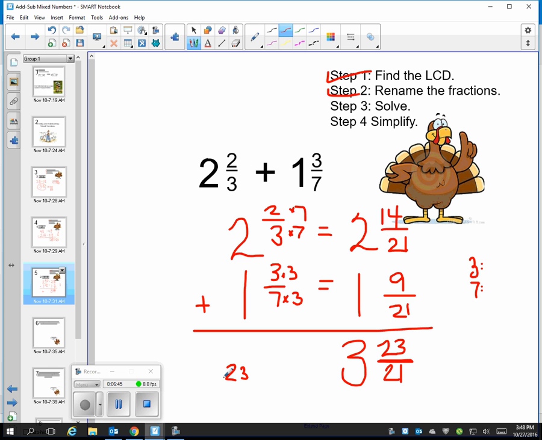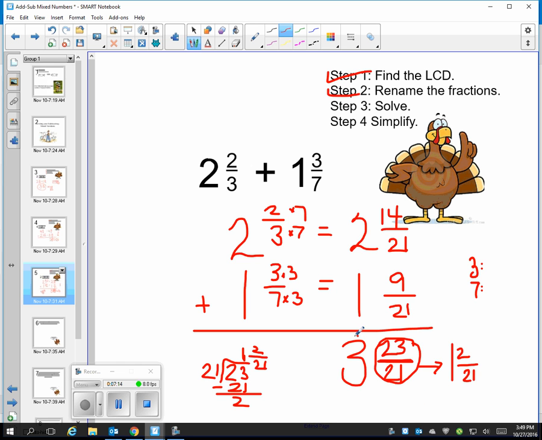23 divided by 21 goes in there one time with 2 left over. 2 what left over? 2 21sts. So this right here, 23 over 21, is the same as 1 and 2 over 21, simplified.